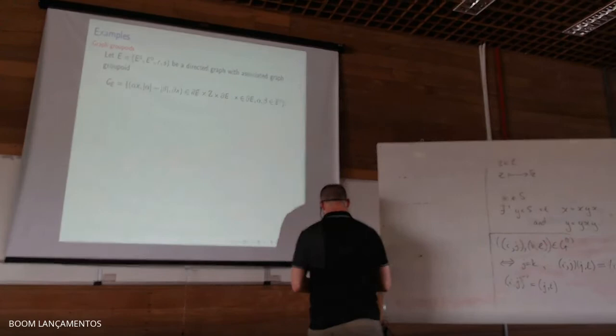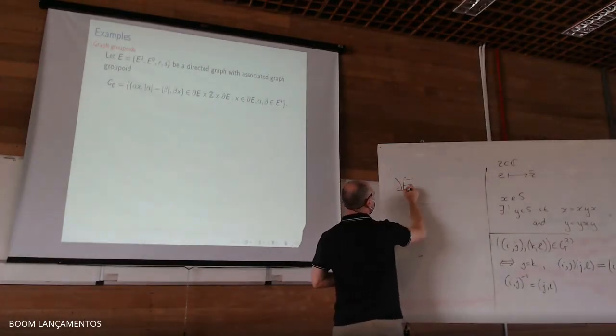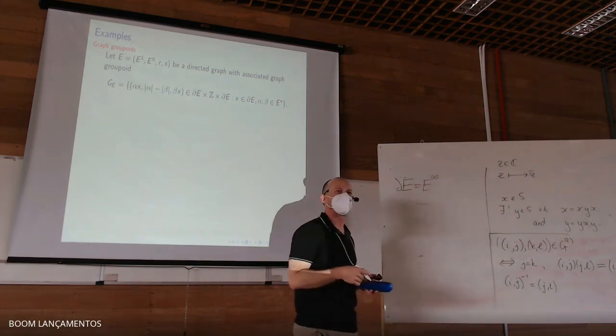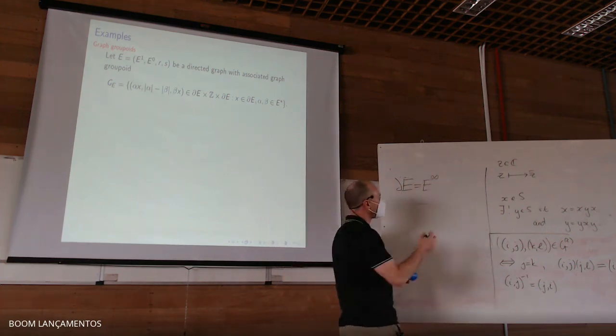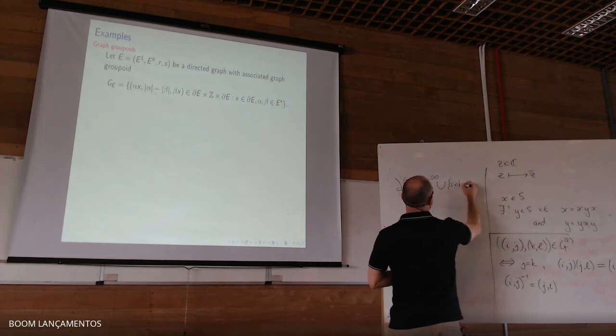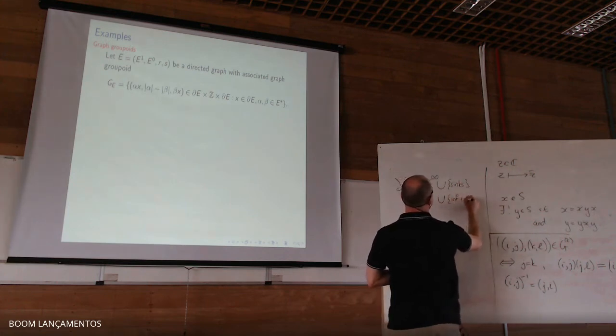Right, so the boundary path space consisted of all infinite paths. We even looked at some particular examples. The union of all sinks and the union of all infinite emitters.